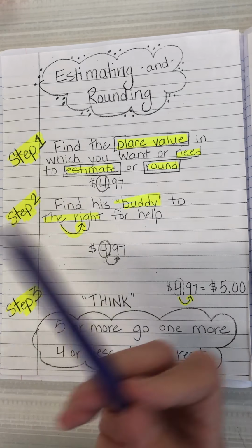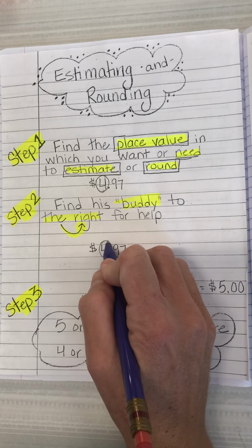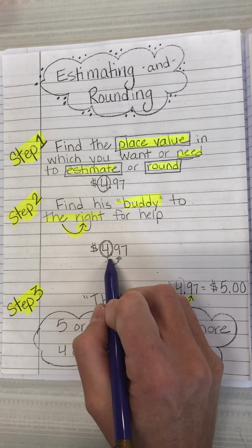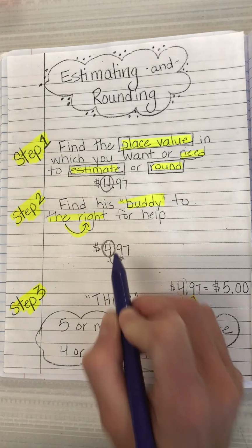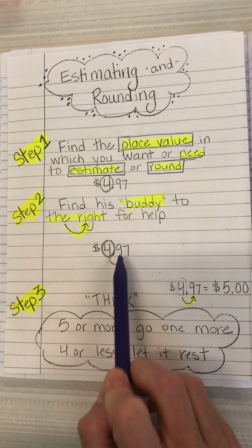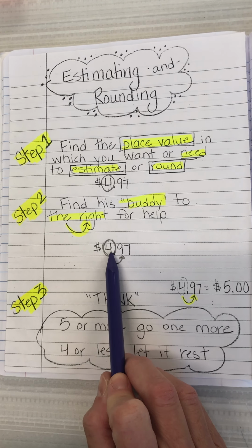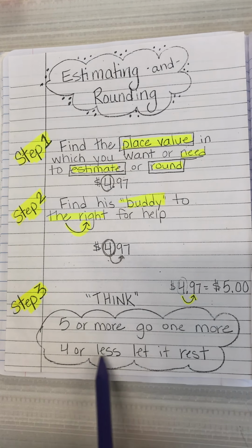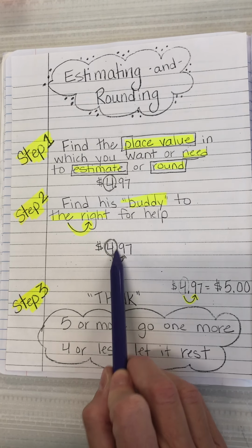So in this case, I made up money, $4.97. 4 is what I've got to round because it told me in the ones place. I look to his buddy on the right. He's a 9. And I'm going to think, if it's 5 or more, that means his buddy is 5 or more, go one more. That means the estimated digit has to go one more. If his buddy was 4 or less, I'm going to let it rest. I'm going to keep him what he is.